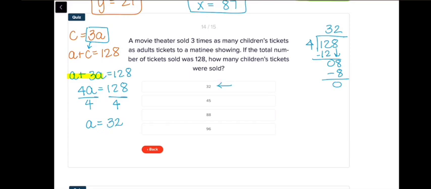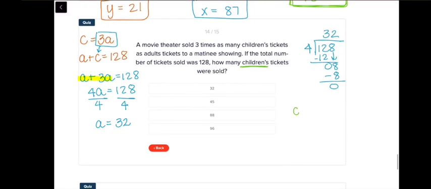Now you're going to see the answer choice there, but that is not the answer, because if you notice, the question is asking for how many children's tickets. So it's always good practice to double check what the question actually wants. They will always put the answer choices there to make you think you're done, but always double check the question. So we're looking for children's tickets. We know that the children's tickets equal 3 times the number of adult tickets, which means the children's tickets will equal 96, the total number of children's tickets sold.